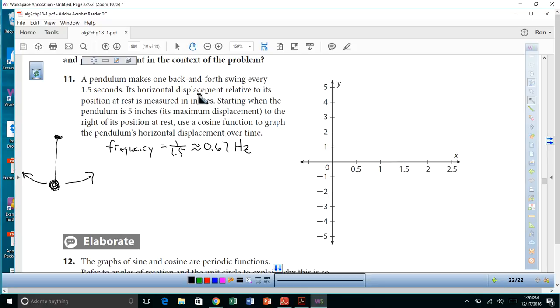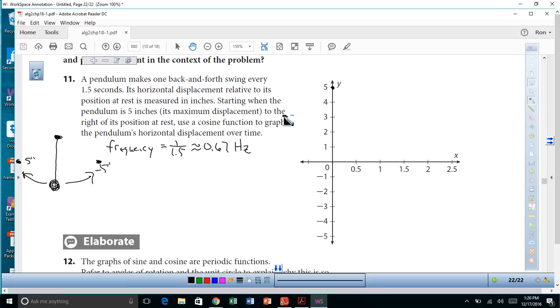Its horizontal displacement relative to its position at rest is measured in inches. Starting when the pendulum is 5 inches, its maximum displacement to the right of its position at rest, use a cosine function to graph the pendulum. So it's going to be over here somewhere, and that's going to be 5 inches. Then it's going to swing over there. Of course, that would be negative when it gets over here. That's going to be negative 5 inches. So we got 5 here.